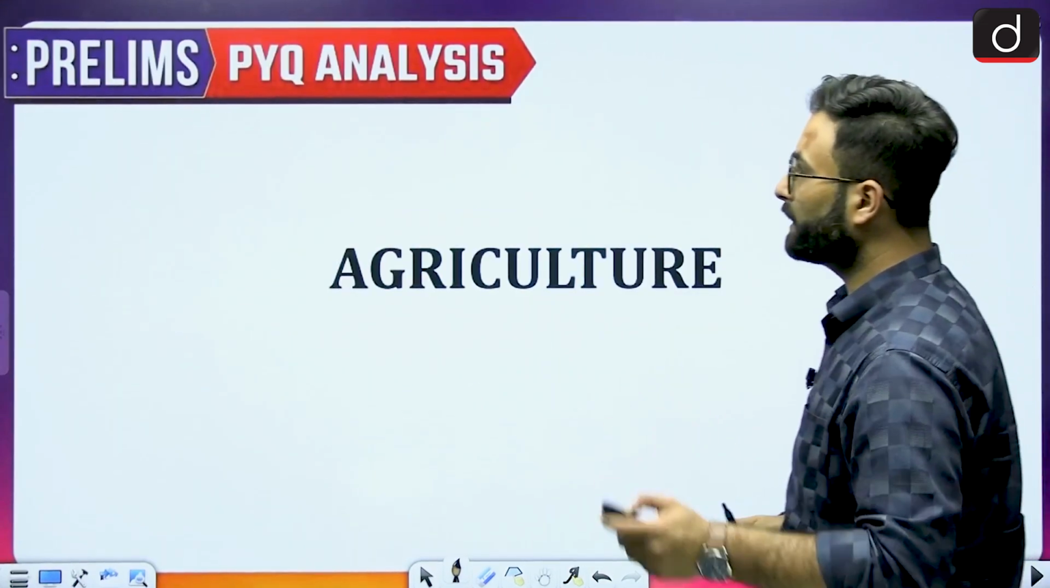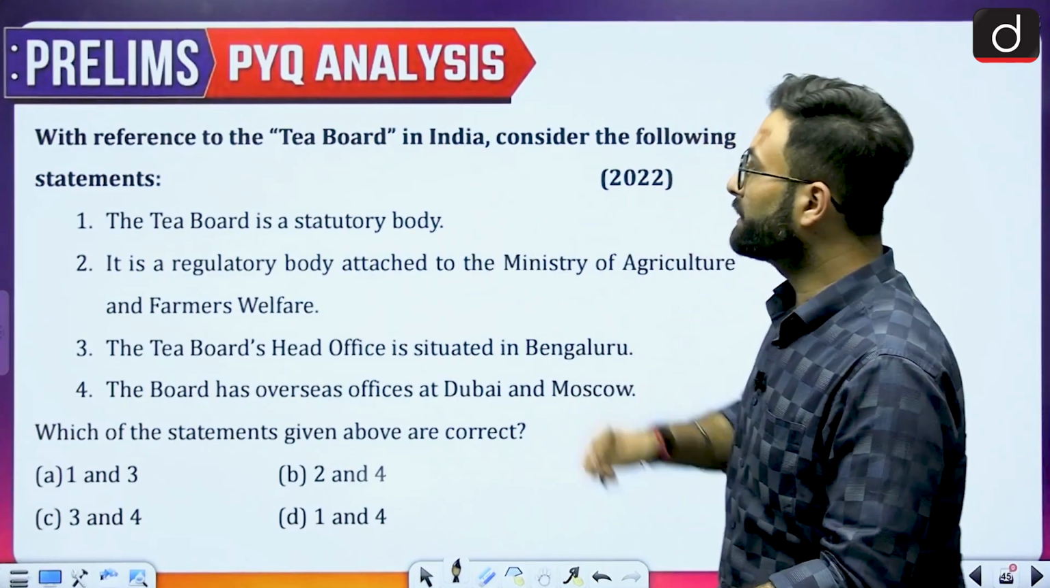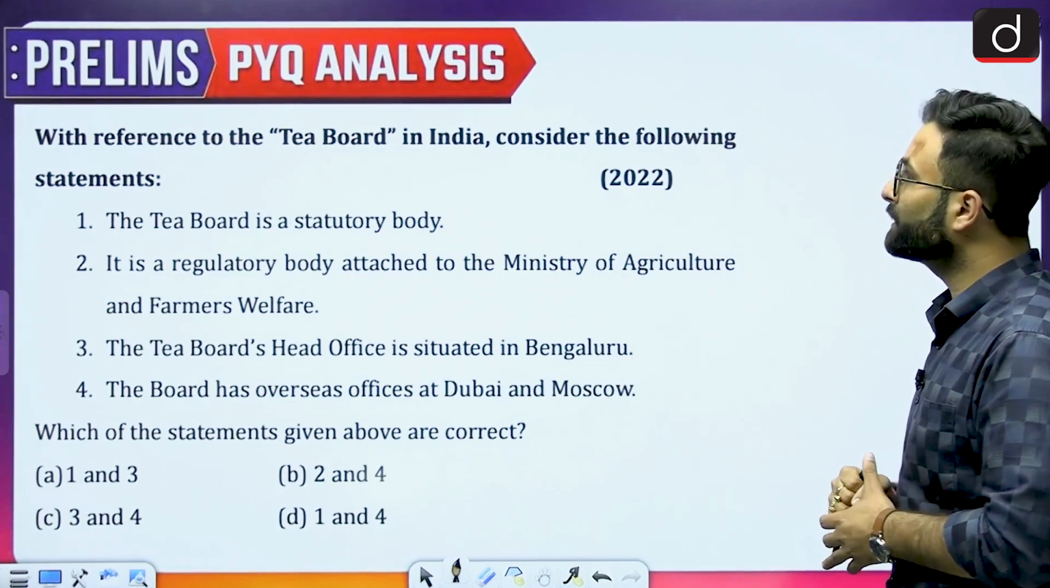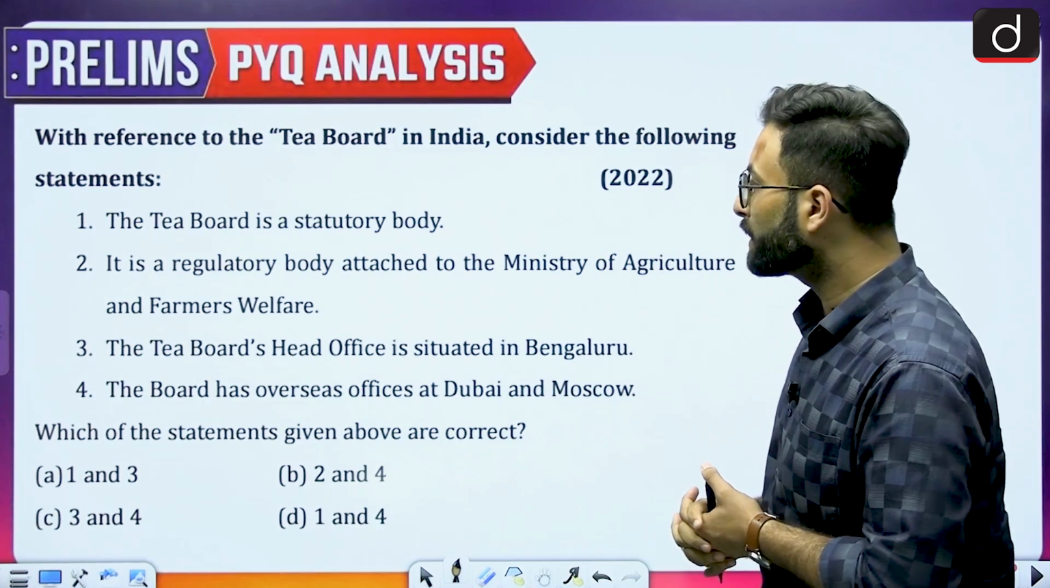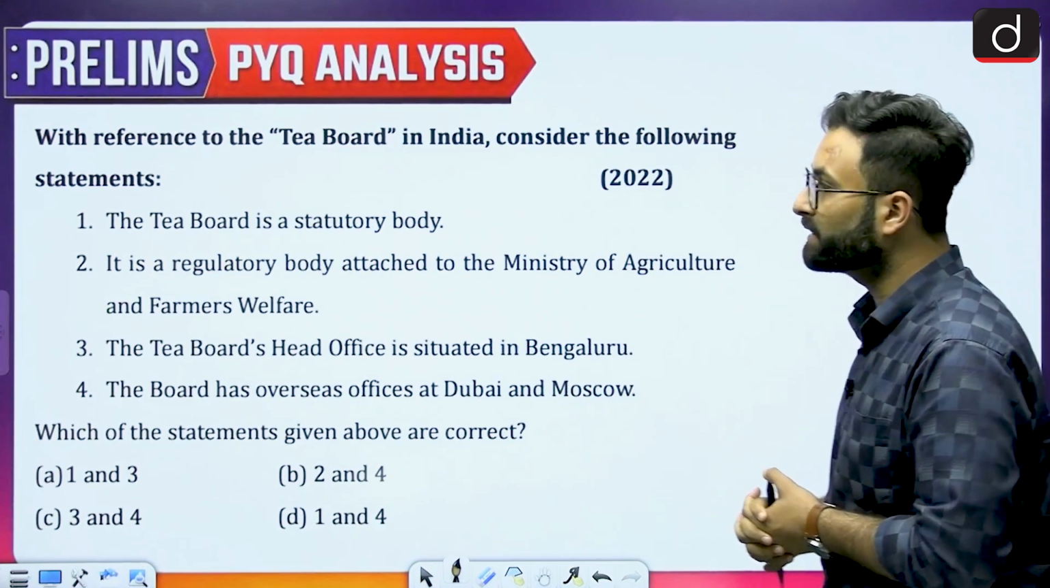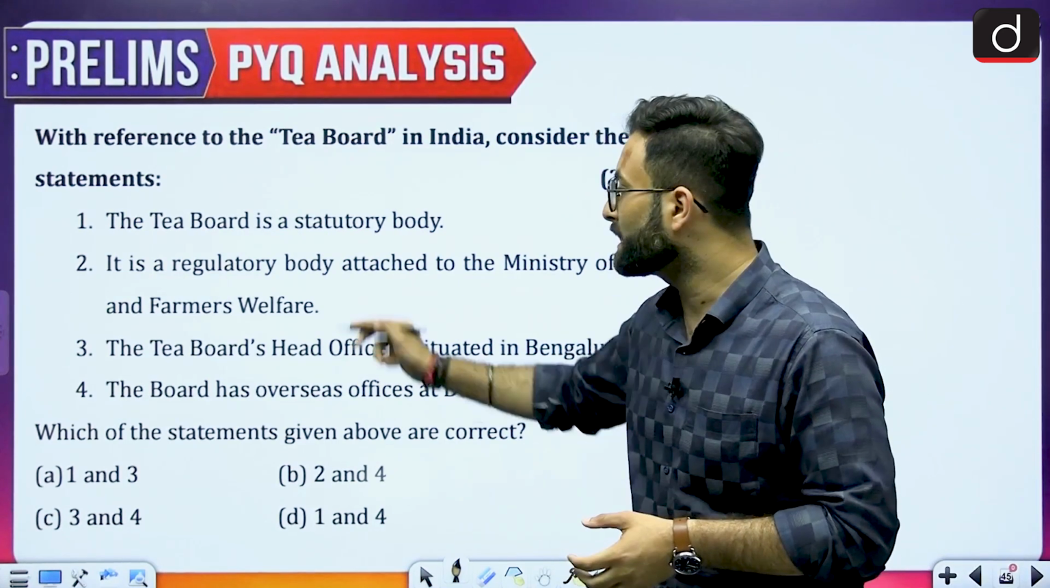Now we will be talking about agriculture over here. So let's see. With reference to the Tea Board in India, consider the following statements. Tea Board is a statutory body. Coming to the next one, it is a regulatory body attached to the Ministry of Agriculture and Farmer Welfare. Now that statement is incorrect.